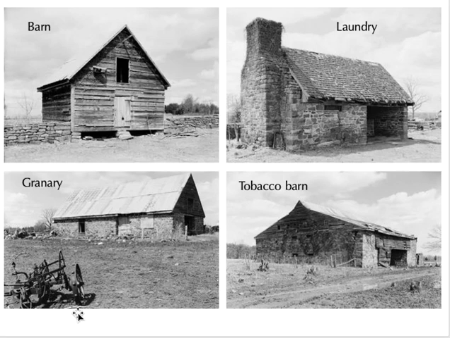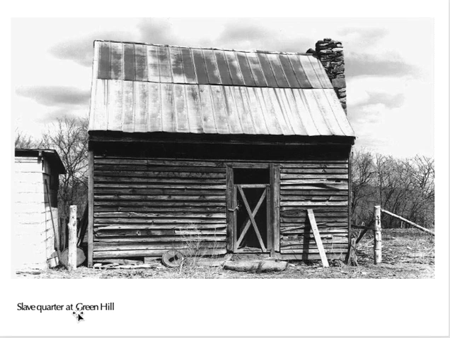There are also a number of other workspaces on the plantation landscape: the barn, a laundry, a granary, and a tobacco barn. This suggests to us some of the crops that were most likely grown here: wheat and tobacco, and the fact that this was probably a largely self-sufficient functioning landscape. We can also identify these again as workspaces that would have been inhabited and utilized primarily by African Americans. Here's an example of the slave housing at Green Hill.